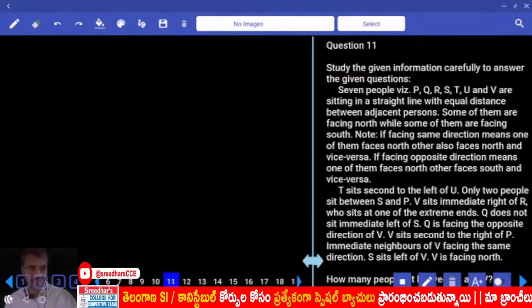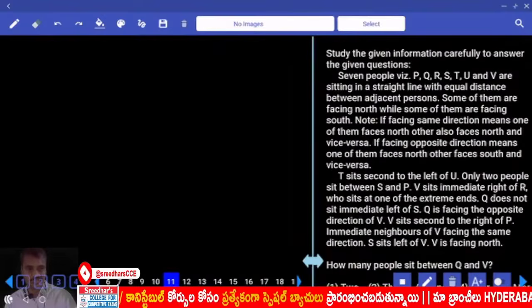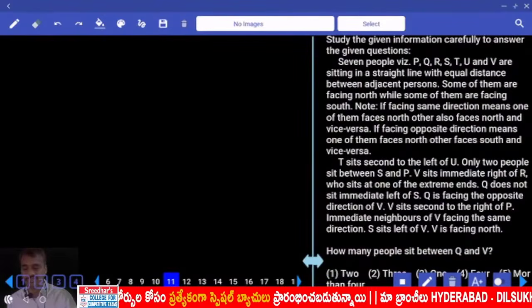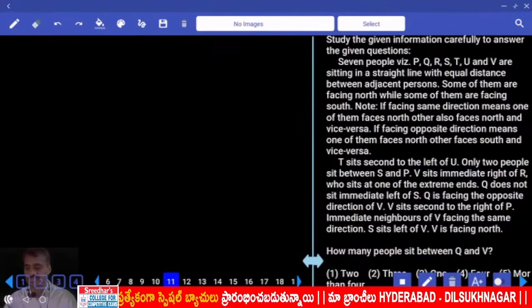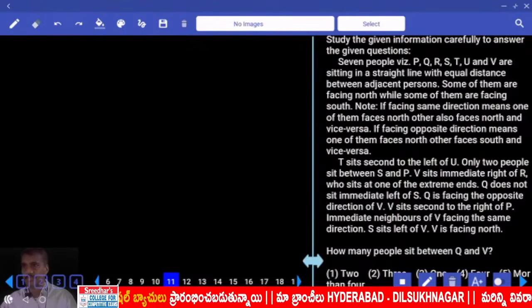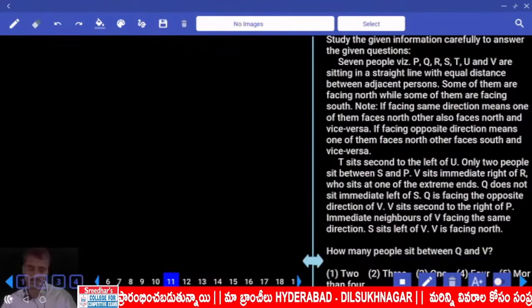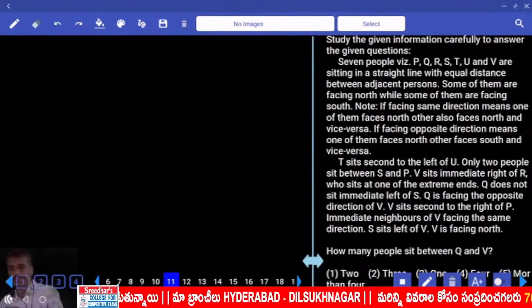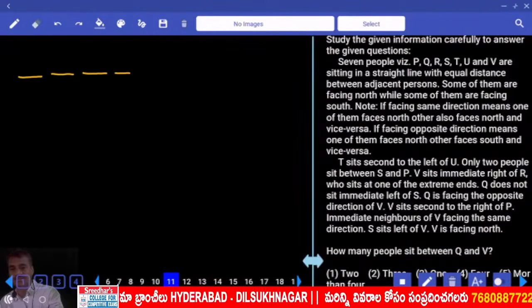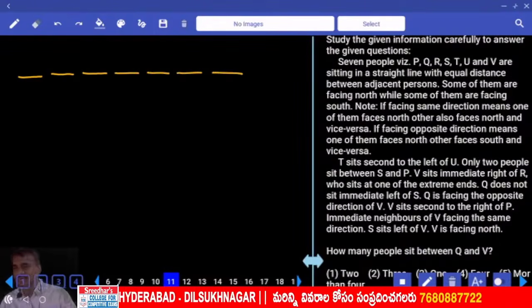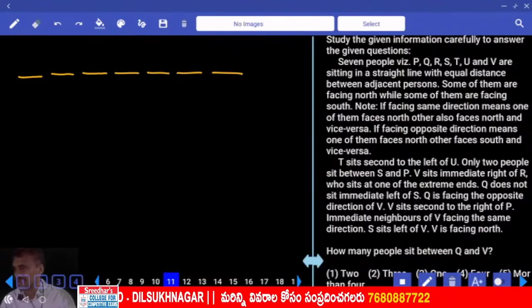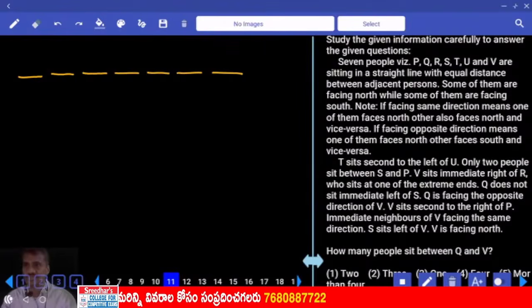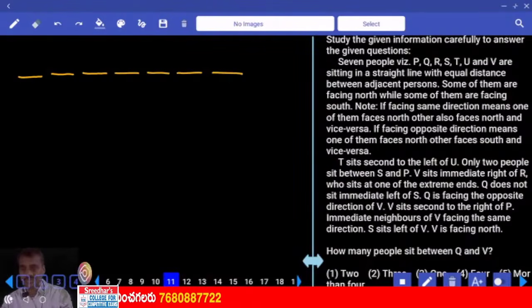Now 11 to 15 is seating arrangement. Now 7 people are in a straight line. Some of them face north, some face south. 1, 2, 3, 4, 5, 6, 7. After this one, there is a chance of having inequalities, coding and decoding, alphabet, sequence. Those are easy. First do this one, because north and south, 2 different directions were given.